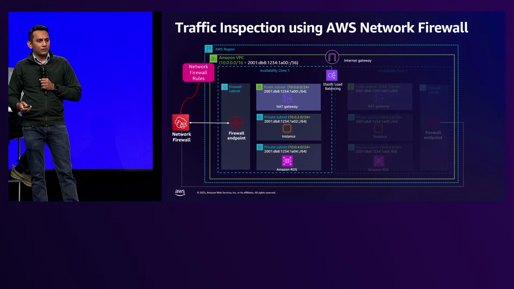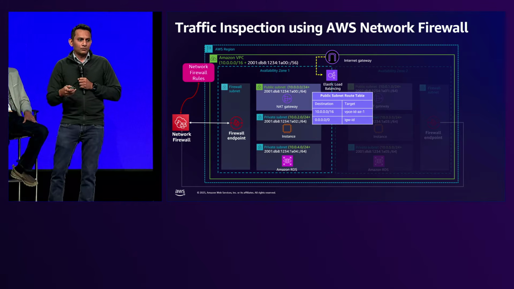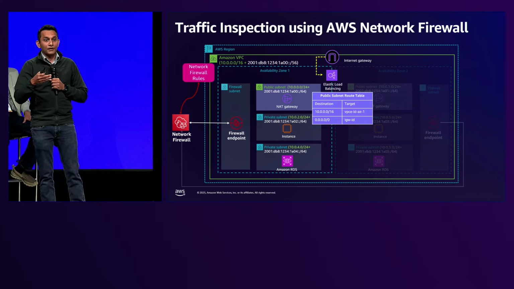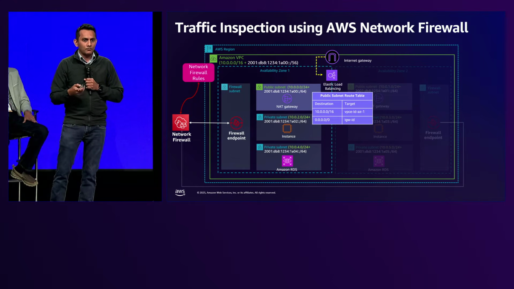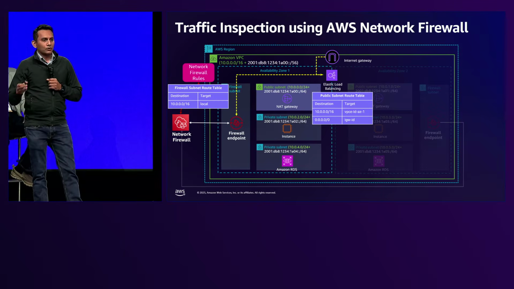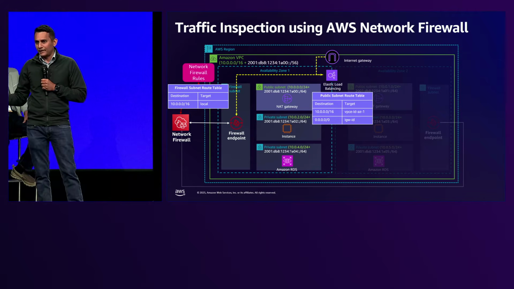So in this example, if I want to monitor incoming traffic through network firewall, I will change my route table on the public subnet. So any traffic that is coming from internet gateway is routed to the network firewall endpoint for policy inspection. I also modify my route table on the network firewall so that it knows which are my private subnets, so that when the traffic is inspected and it is allowed, it will be sent to the right destination.